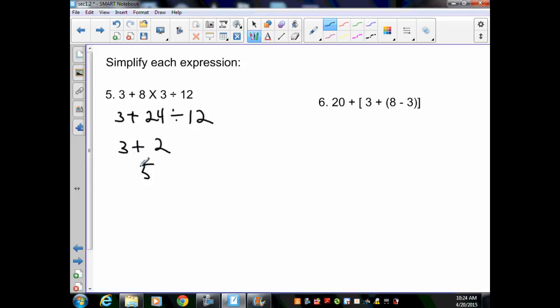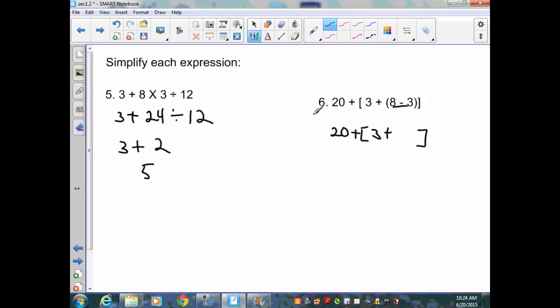Number 6, I have 2 sets of grouping symbols. I have a set of brackets and parentheses. I basically am going to copy the whole problem down. Bring down the 20, the plus sign, the brackets, the 3, the plus sign, and finally the last bracket. So all I'm going to do out of this whole problem is this little piece right here, which is 8 minus 3. And 8 minus 3 is 5.